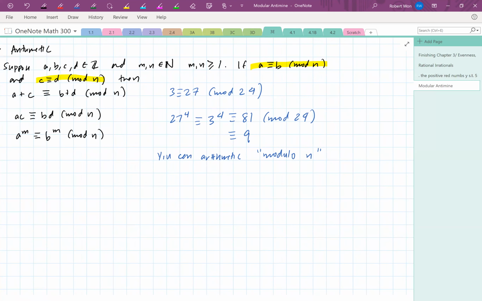I mean, this sort of already suggests something, right? If I ask you for 25 to the 2020 modulo 24, that would be a horrible thing to try to do, 25 to the 2020. But modulo 24, 25 is just 1. So this is just congruent to 1 modulo 24.